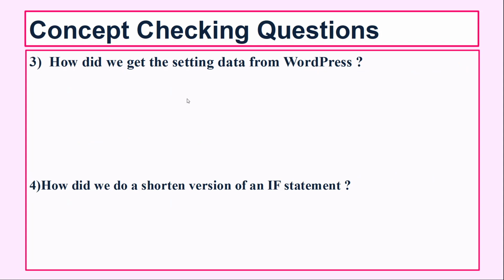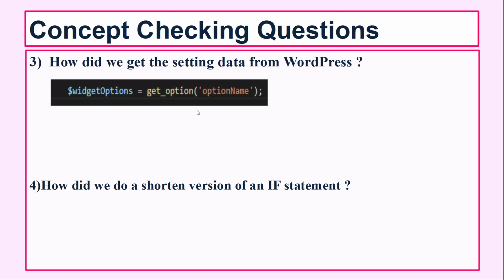How did we get the setting data from WordPress? Well, we use get_option. Do remember that this name is important. It has to link up.